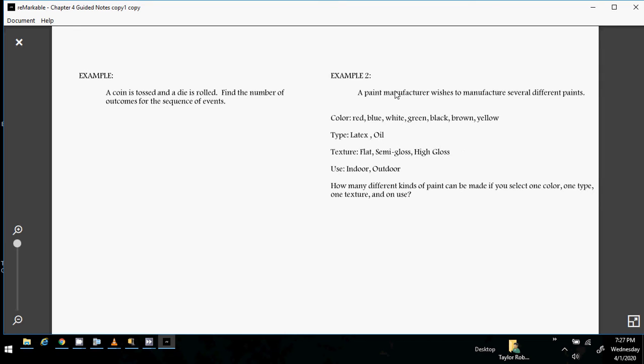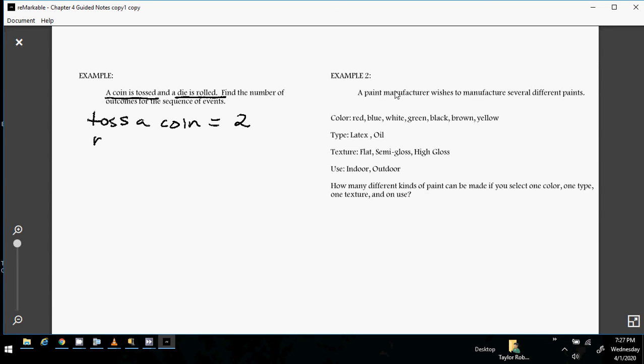Alright, so on example 1, it says a coin is tossed and a die is rolled. So we're talking total possibilities here. For a coin to be tossed, how many total possibilities are there to toss a coin? Well, there's 2, heads and tails.